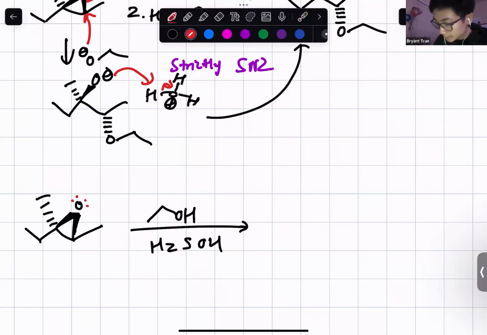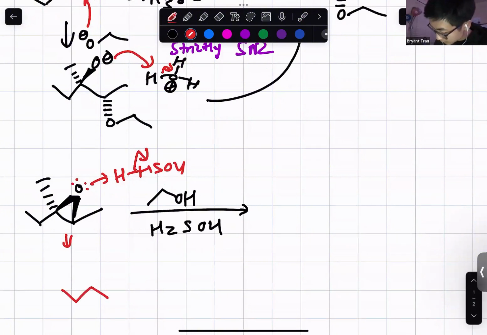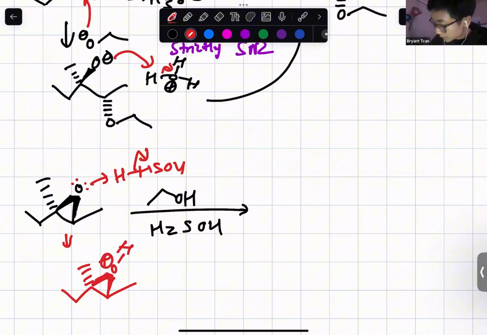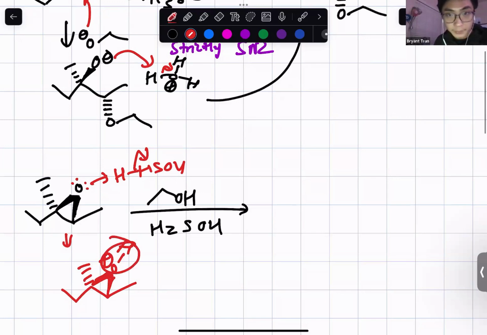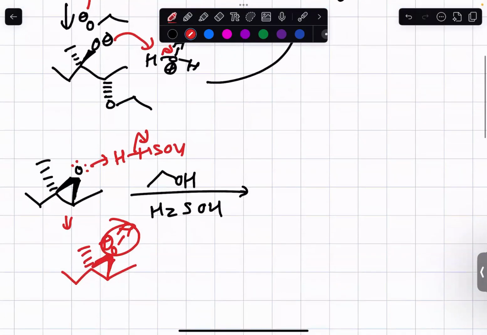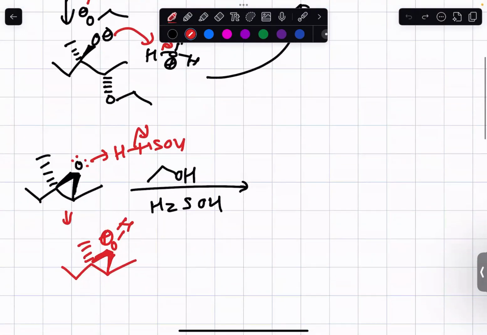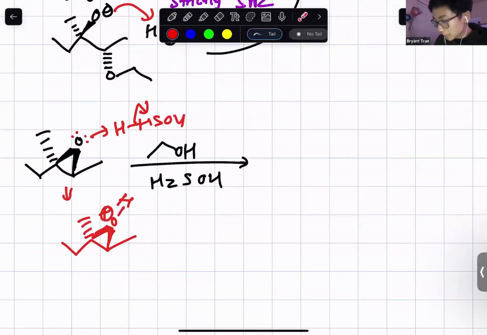We're going to protonate the epoxide using H2SO4 here. Kick out the HSO4 minus to get this protonated oxygen with a positive charge. Now, you can think of this as a good leaving group, the OH plus. Right? That is going to leave in two ways. It could leave this way, or it could leave this way, right there, right?